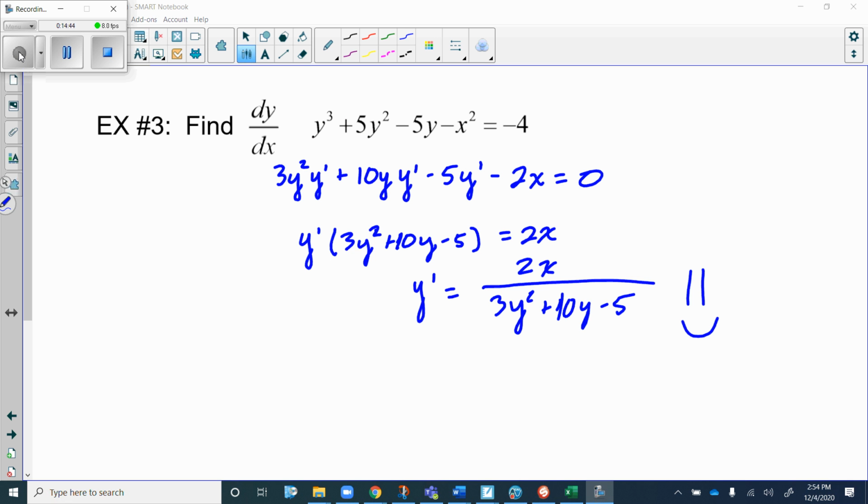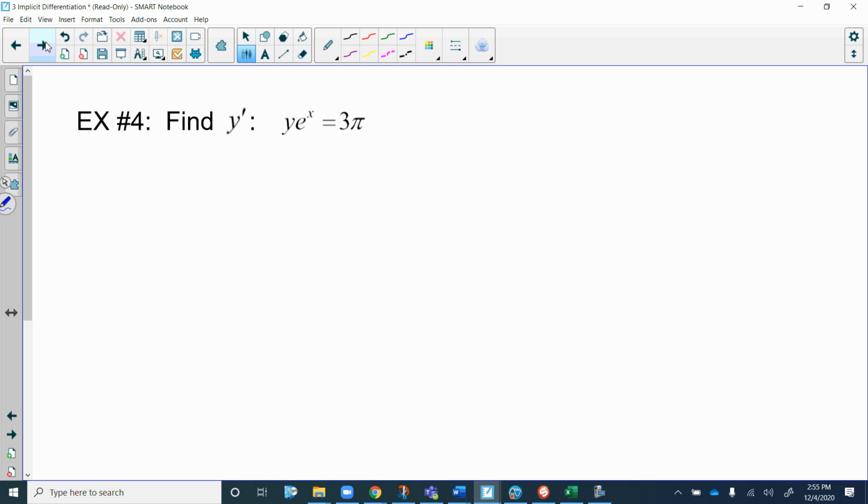Factoring out y prime of the 3 terms on the left and moving the 2x term away gives me y prime times 3y squared plus 10y minus 5 to be equal to the 2x, and then finally divide, and you're done. So hopefully you did okay with it. All right, let's move on here.